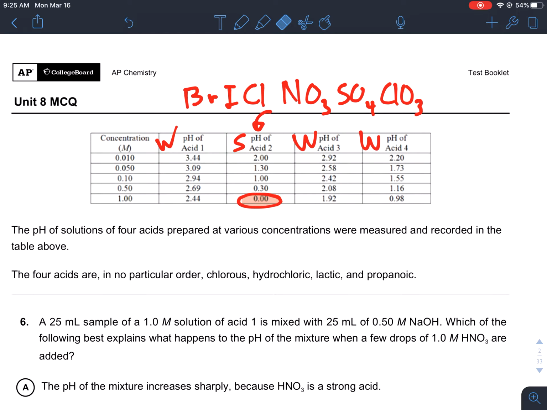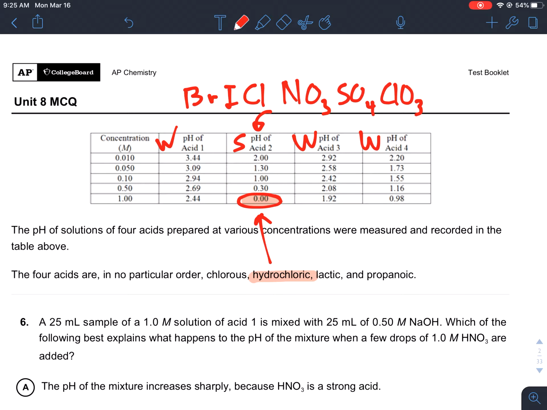All right, the pH of solutions of 4 acids prepared at various concentrations were measured and recorded in the table above. The 4 acids are, in no particular order: chlorous, hydrochloric, lactic, and propanoic. That's funny because hydrochloric right there is the strong acid, and it happens to be the second one on the list.